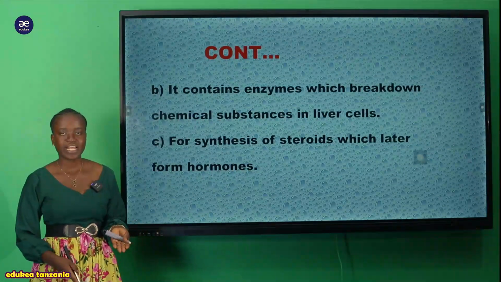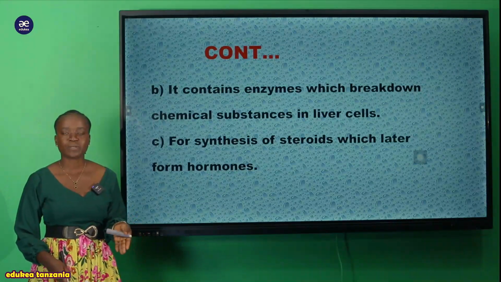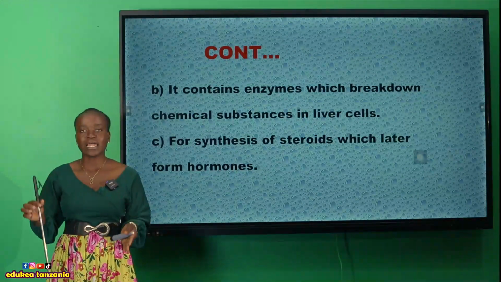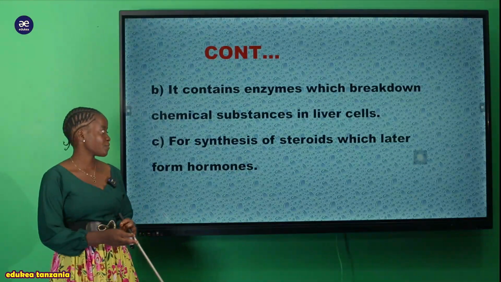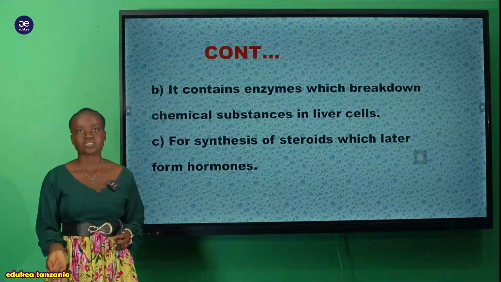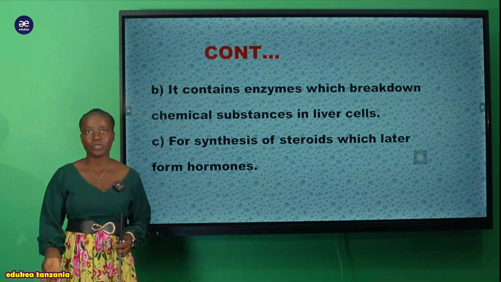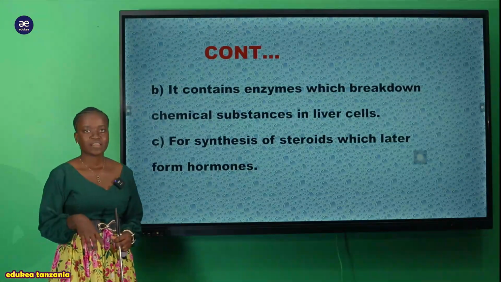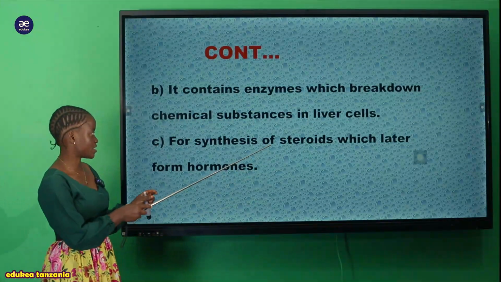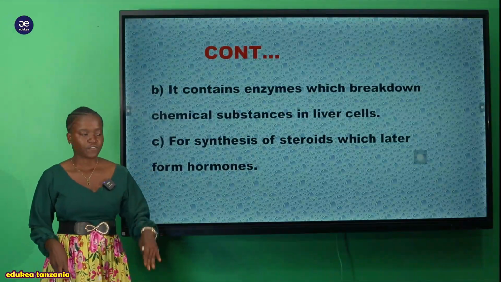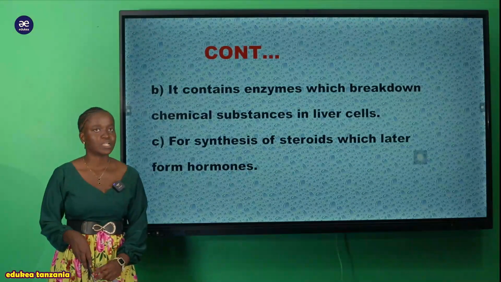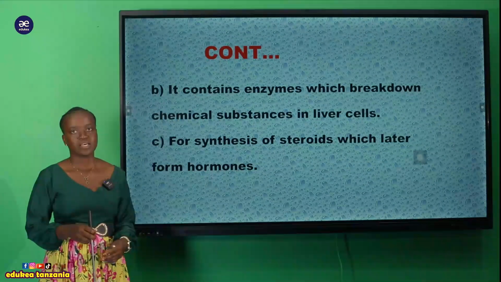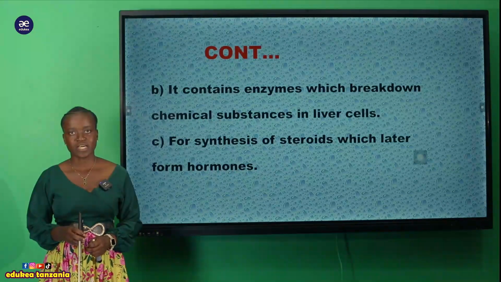So steroid ile inatengenezwa na nini? Inatengenezwa na structure ambayo inaitwa smooth endoplasmic reticulum. That brings about all kinds of hormones that come from this origin: testosterone hormone, progesterone, estrogen, and so on. All of them are hormones that come from this source, the structure termed the smooth endoplasmic reticulum.